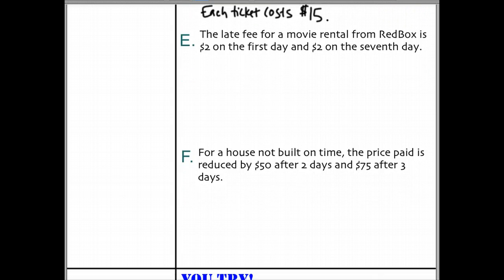Now let's talk about the late fee for movie rentals. The late fee is $2 on the first day and $2 on the 7th day. Wouldn't that be nice? The variables we have are the number of days and the price for each day. So x is going to be days and y is going to be the cost of the movie for each day. So days would be independent, and y would be dependent.